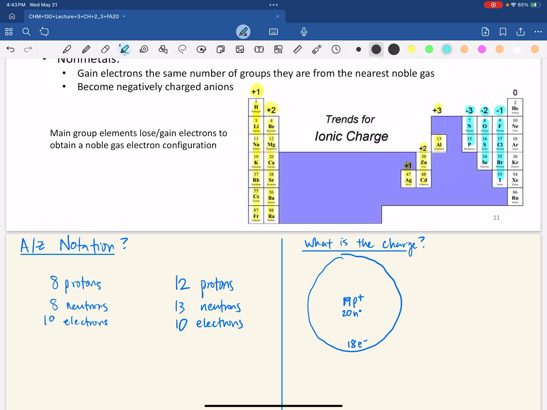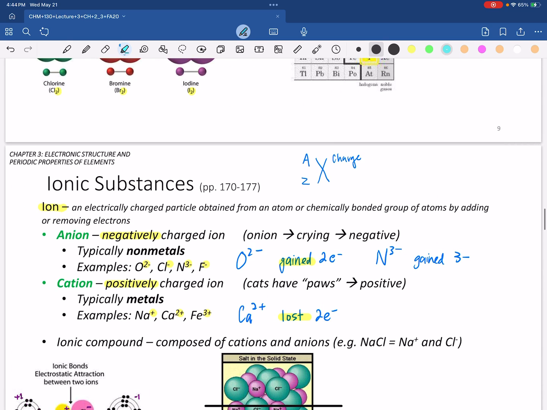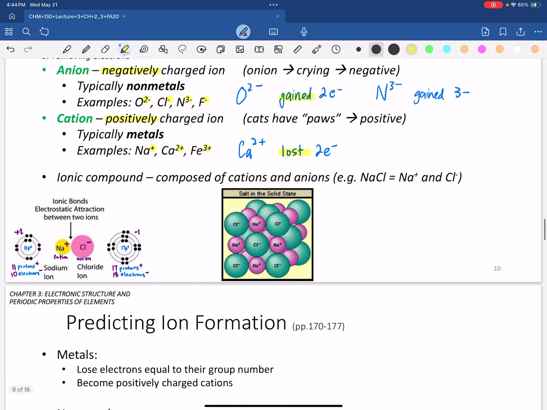Okay, I just want to say one more thing I forgot. I just want to make sure I go back and cover that. When we are looking at the AZ notation, we said the A was the mass, right? So we said here this was the mass, and Z was the atomic number or the number of protons. The charge is usually written in the top right-hand corner, so as a superscript in the top right-hand corner. It's just a way we write notation.